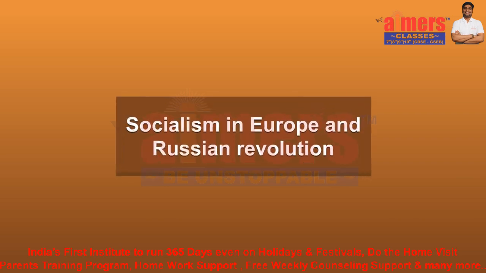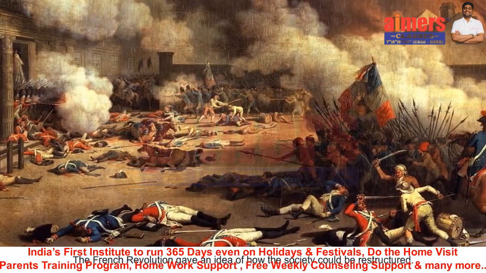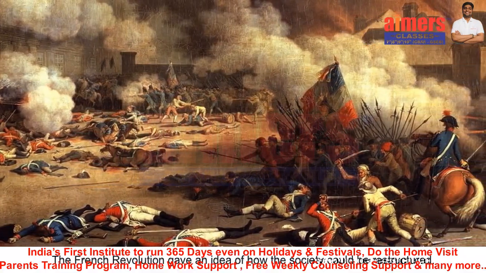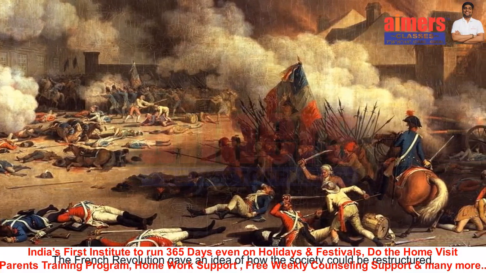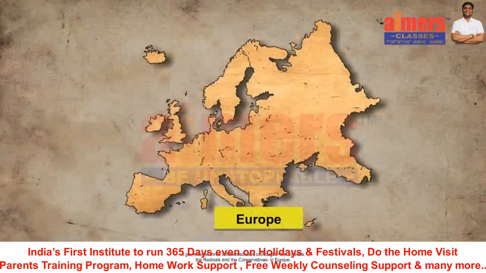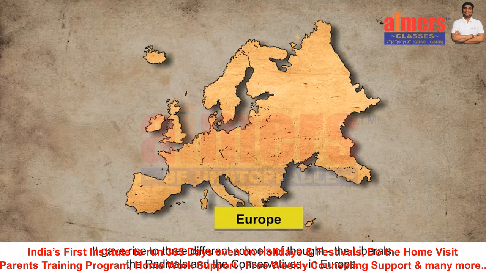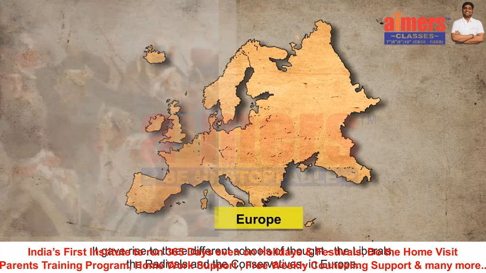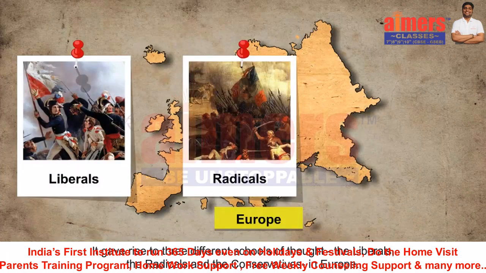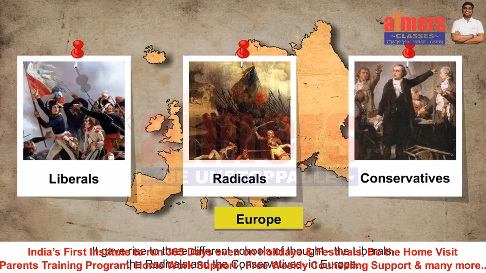Socialism in Europe and Russian Revolution. The French Revolution gave an idea of how the society could be restructured. It gave rise to three different schools of thought: the liberals, the radicals, and the conservatives in Europe.